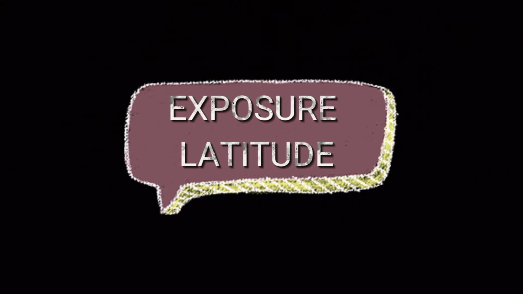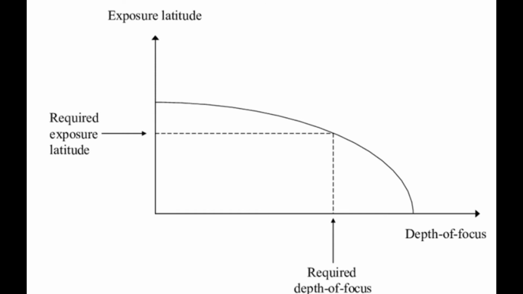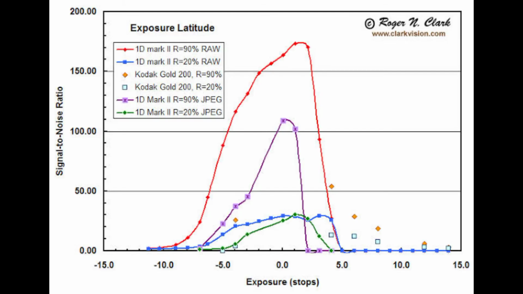Exposure latitude. What is exposure latitude? Exposure latitude is the extent to which a light-sensitive material can be overexposed or underexposed and still achieve an acceptable result. This measure is used for digital and analog processes.